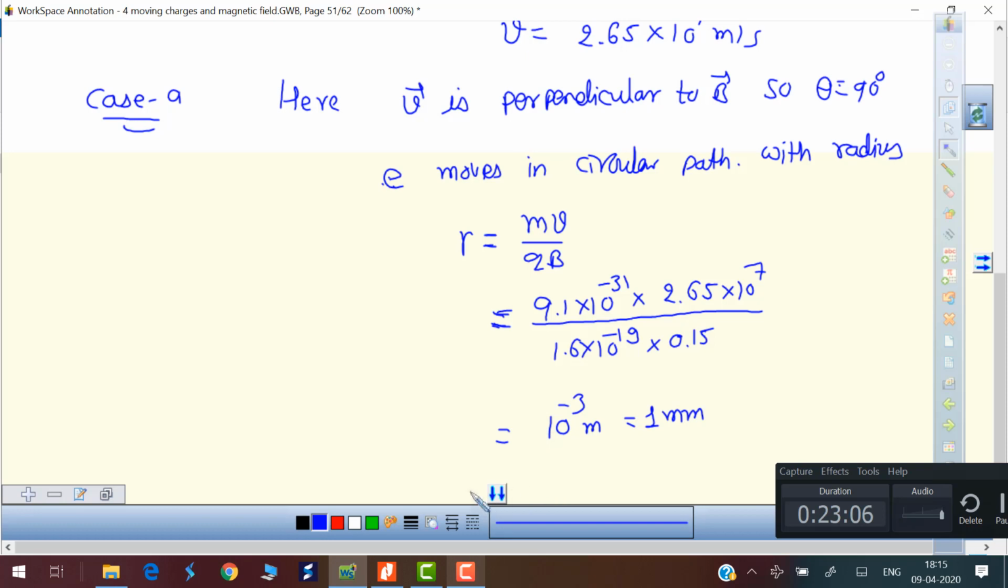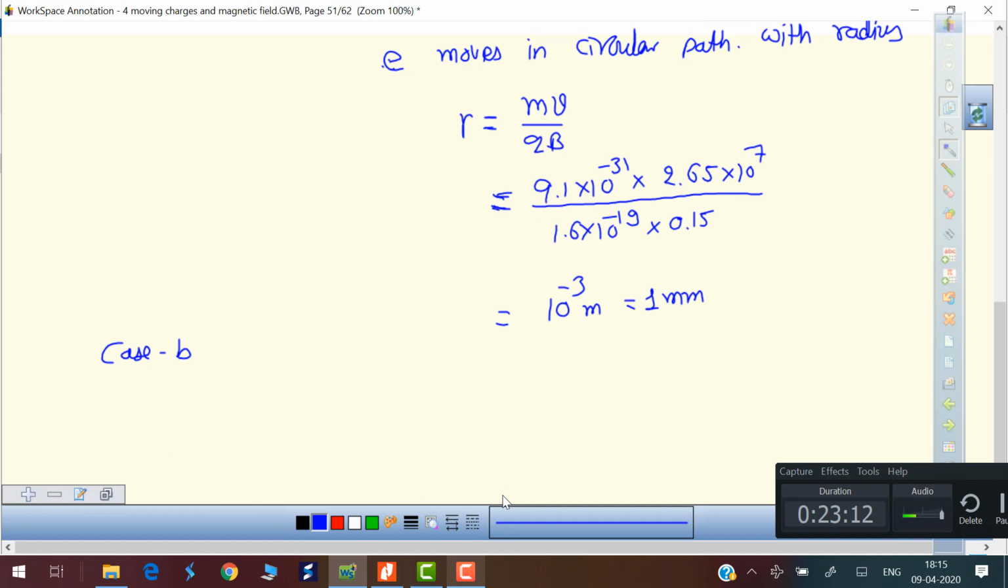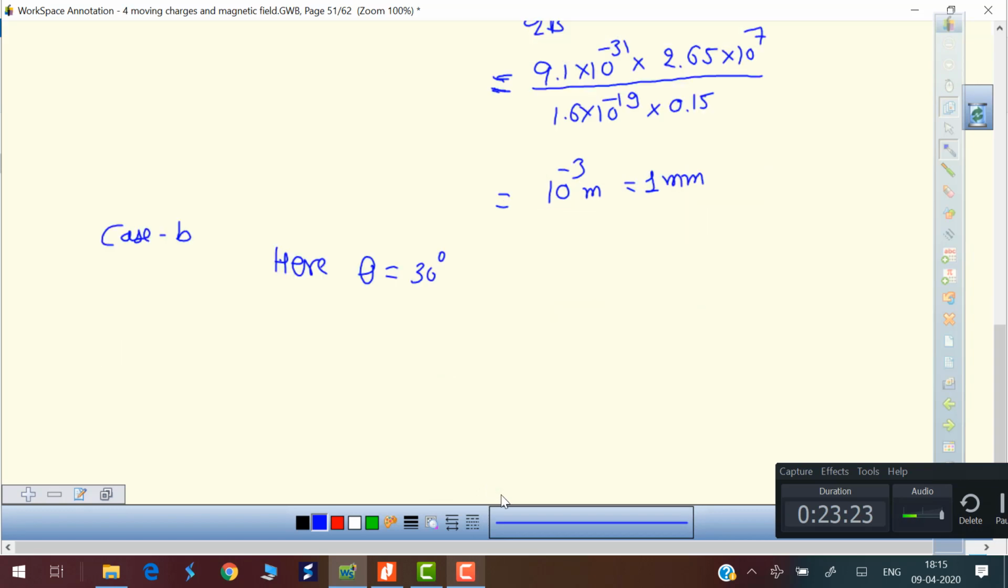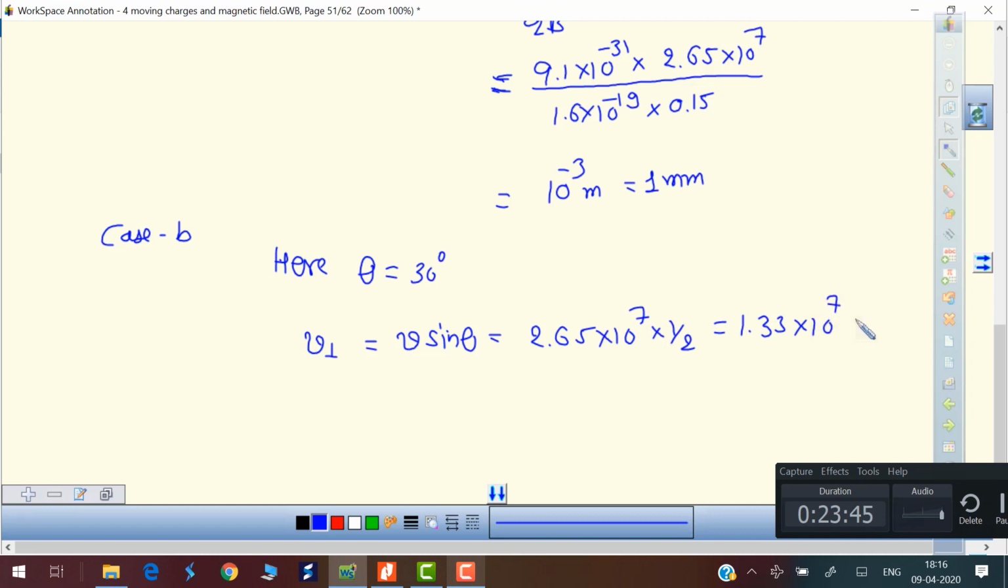Okay. Now in case 2, what does the second case say? It makes an angle 30 degree. So here theta is equal to 30 degree. V has two components. V perpendicular is equal to V sin theta. So 2.65 into 10 raised to 7 sin 30, I write directly half. So this is 1.33 into 10 raised to 7 meter per second.